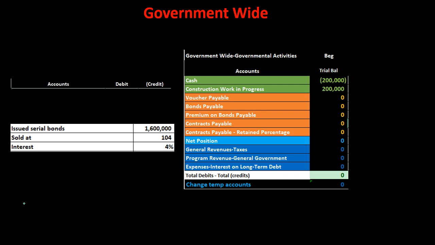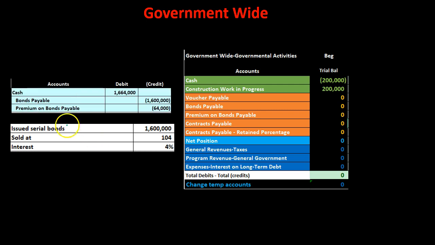Back to the government-wide activity, next transaction, we're going to say that we issued serial bonds. So we're going to issue serial bonds. We're going to sell them at 104, meaning we're going to sell them at a premium, or 104%. Interest is going to be 4% on them. Government-wide activities, this should look familiar for kind of bond issuances.